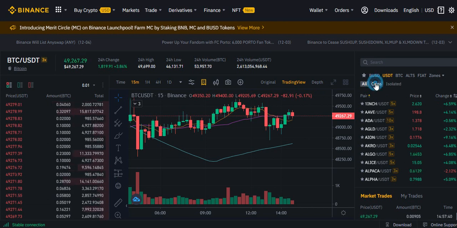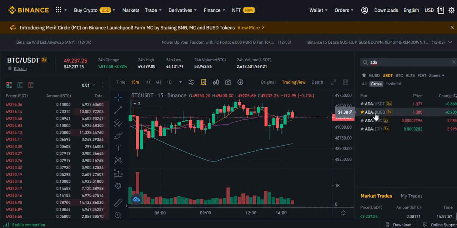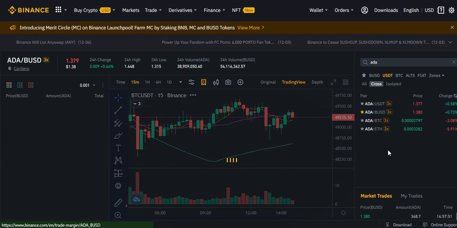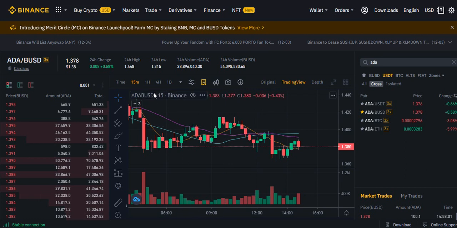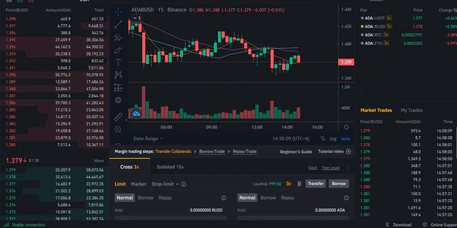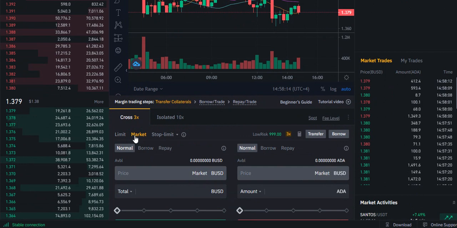So we are going to do cross margin trading, right? When I click on cross margin, it comes up with BTC with a multiple of 3. I'm going to search for another pair, like Cardano ADA versus BUSD. I click on Cardano versus BUSD, and the graph of Cardano BUSD also comes up. So I'm going to do cross margin of ADA with BUSD at market price.